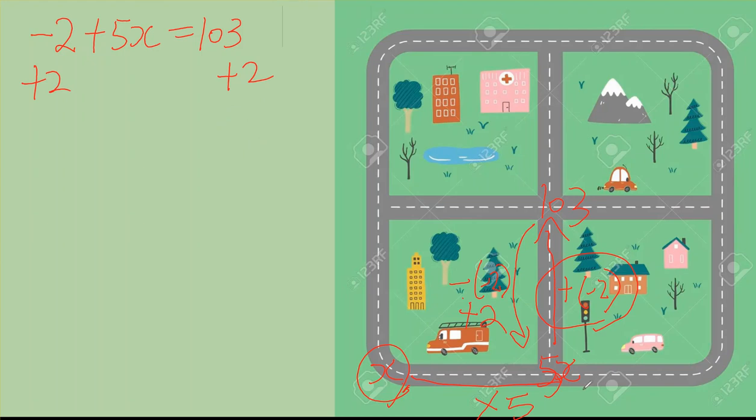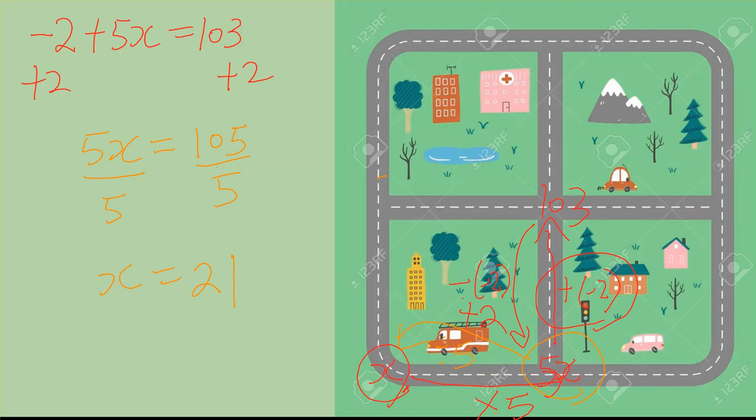Then I arrive at 5x and find out that 5x is equal to 105. Then I know that x became 5x by times 5. So if you want to return to x, we have to divide by 5. So then I divide both sides by 5. Then 5x becomes x, and 105 divided by 5 is 21.